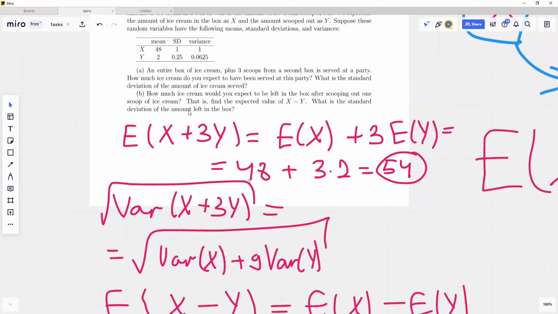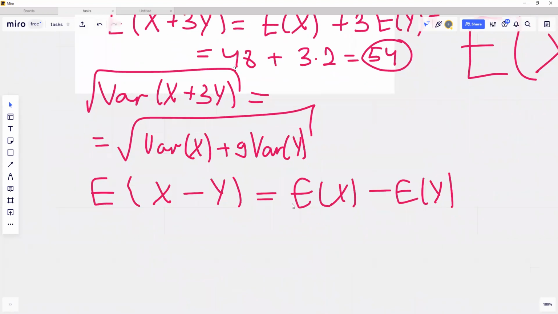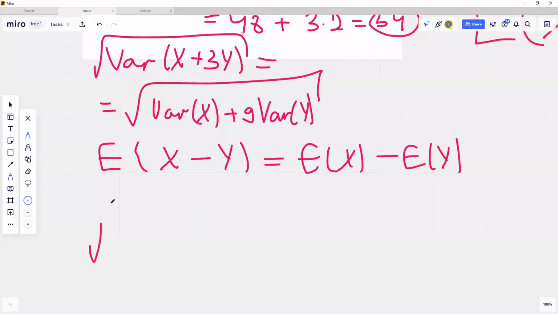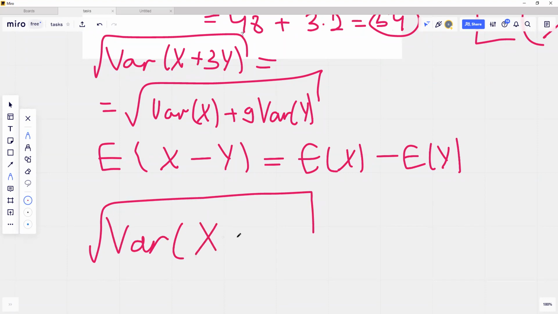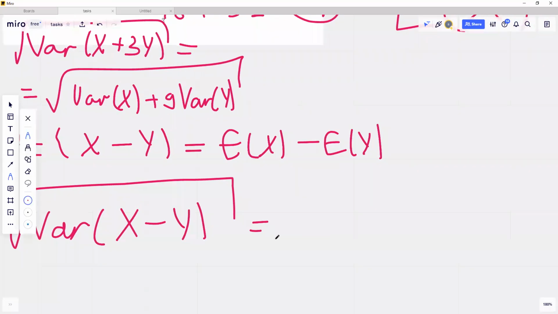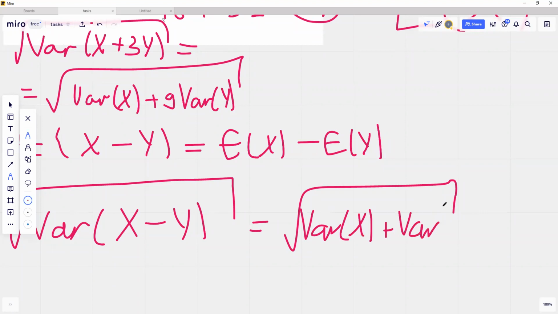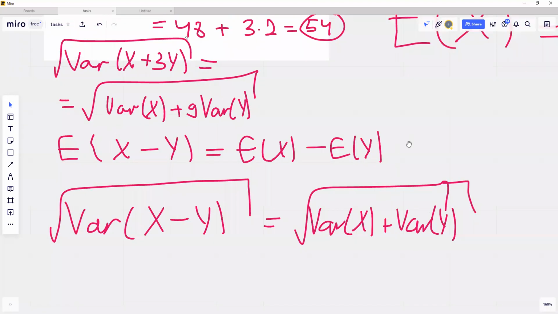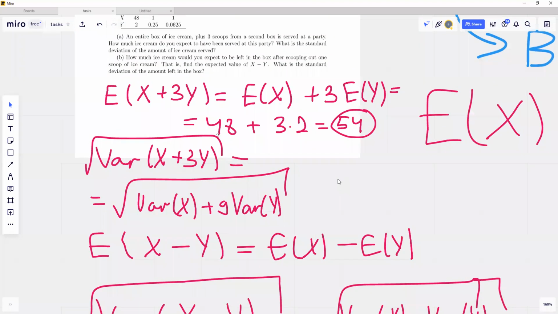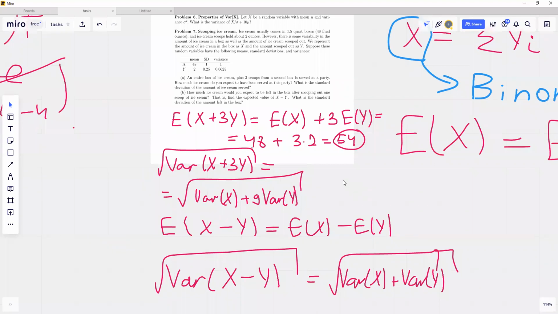What is the standard deviation of the amount left in the box? So we're looking for root of variance of X minus Y, which is equal to root of variance X plus variance of Y. Okay. And then plug in the numbers and you'll get the answer. All right, guys, any questions?